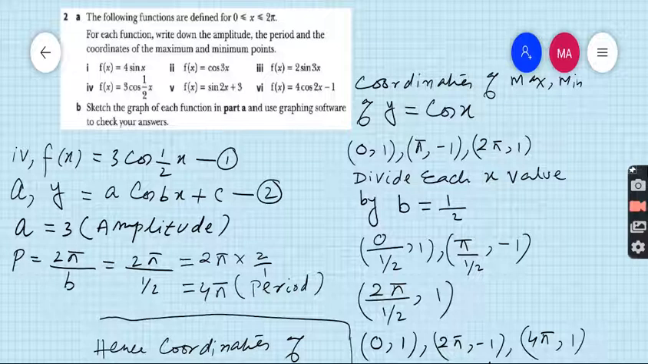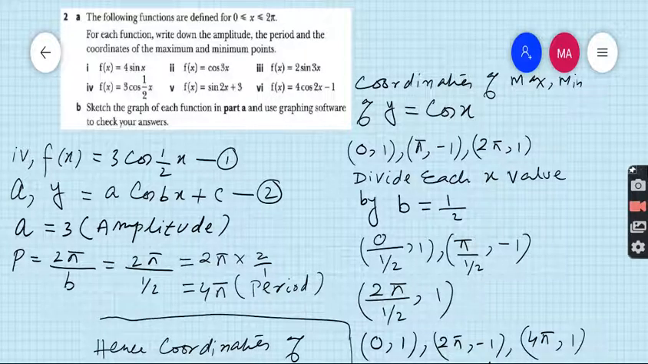Therefore the period is 2 pi upon 1/2. So the 2 in the denominator should be multiplied by the numerator. Therefore 2 pi multiplied by 2 upon 1. Hence the period of this function 3 cos (1/2)x is 4 pi. So the second requirement has been fulfilled. The first requirement is amplitude, which is 3, and the second requirement is the period, which is 4 pi.